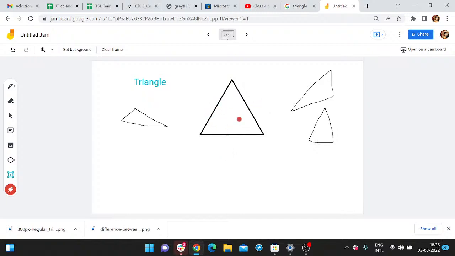So a triangle is just a 3-sided polygon. We cannot comment on its sides कि उसकी सारी sides equal होती हैं या 2 sides equal होती हैं. नहीं, ट्रायंगल कैसा भी हो सकता है. उसकी सारी साइड्स इक्वल भी हो सकती हैं, उसकी सारी साइड्स डिफरेंट भी हो सकती हैं, उसकी 2 साइड्स इक्वल हो सकती हैं, उसके एंगल्स डिफरेंट हो सकते हैं. हम ये नहीं कह सकते कि सारे एंगल्स इक्वल हैं.